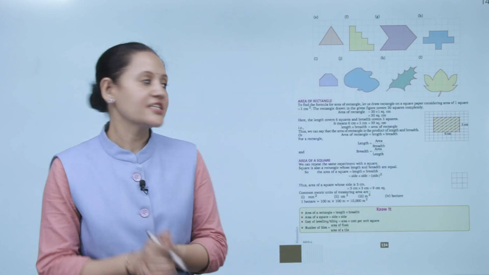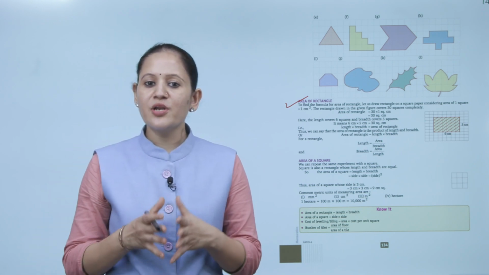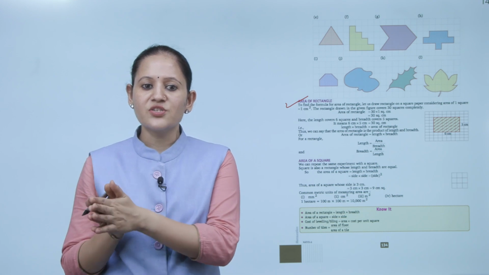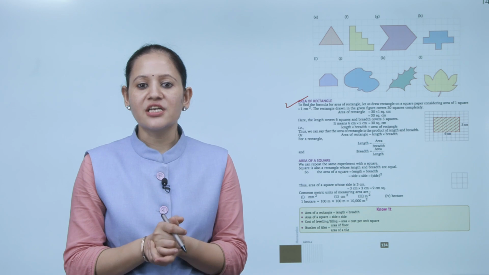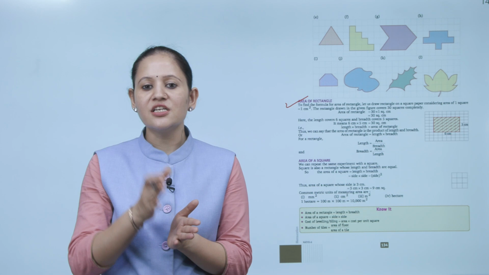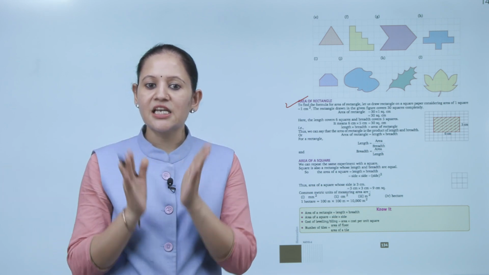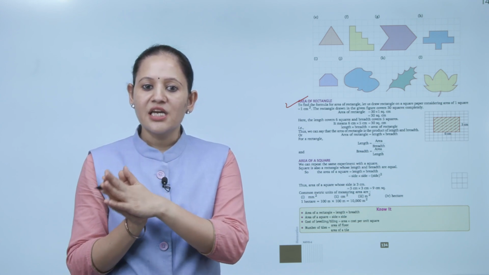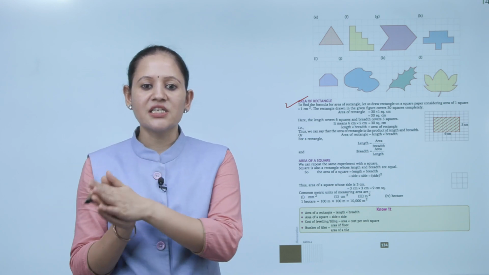Next is area of rectangle. To find the formula of area of rectangle, let us draw the rectangle on square paper considering area of one square equal to 1 centimeter square. The rectangle drawn in the given figure covers 30 squares completely. So area of rectangle is 30 into 1, that is 30 square centimeter. Here the length covers 6 squares and breadth covers 5 squares. It means 6 centimeter into 5 centimeter, that is 30 square centimeter.